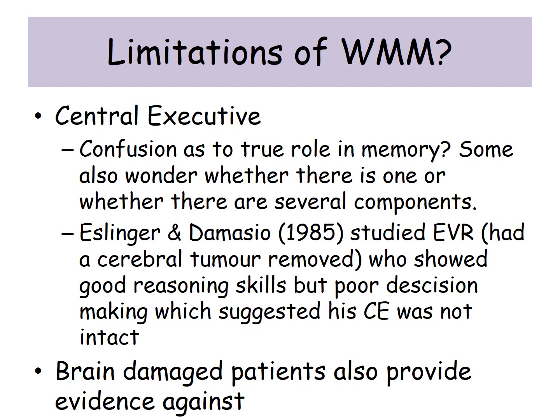Central executive, what is its actual role? Well, that is the big question. There's confusion as to what it actually does, whether there's one component, whether there's two. A case study by Eslinger and Damasio in 1985 had a look at someone called EVR, and they showed really good reasoning skills but poor decision making. So it suggests that his central executive wasn't quite intact, so it supports its existence, but it doesn't support that it's one store because it seemed to be made up of several different things. And there's evidence against these.